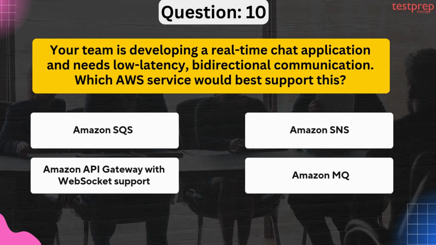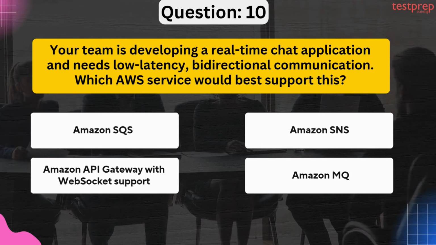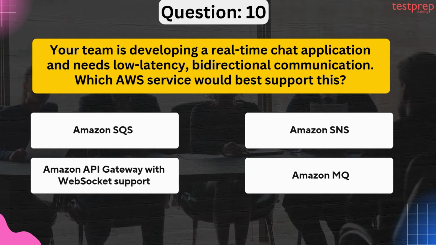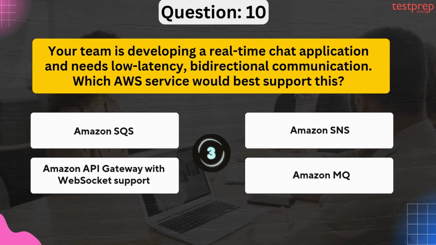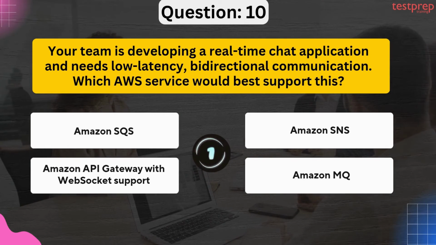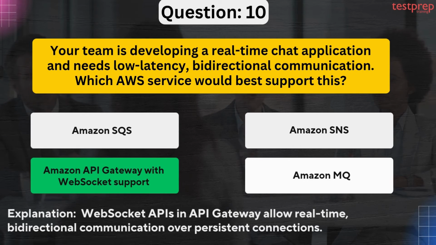Question 10. Your team is developing a real-time chat application and needs low latency, bidirectional communication. Which AWS service would best support this? The correct answer is Amazon API Gateway with WebSocket support. WebSocket APIs in API Gateway allow real-time, bidirectional communication over persistent connections.